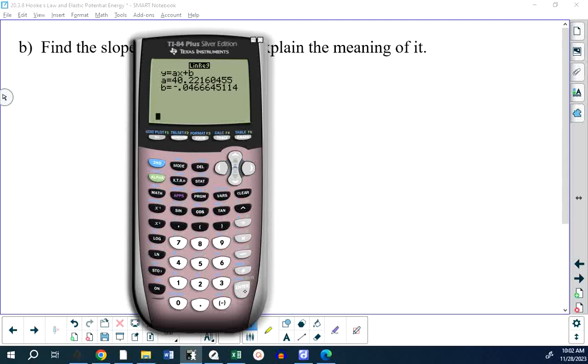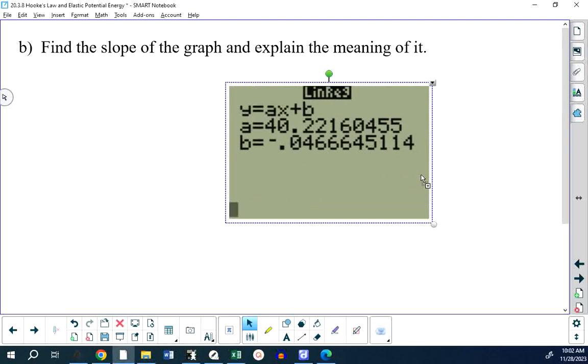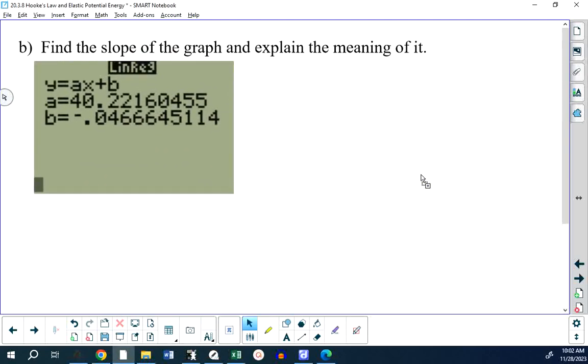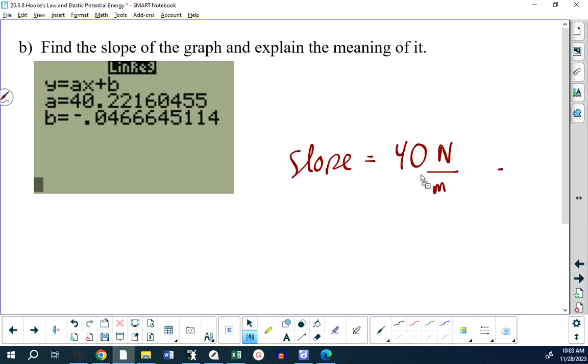So what is the slope? The slope is 40. Right? The slope in y equals ax plus b is a. It's the number in front of x. So the slope is 40. 40 what? 40 bananas? $40 per liter? You know, Christina? Newtons per meter? Newtons per meter is right. And this is the spring constant.